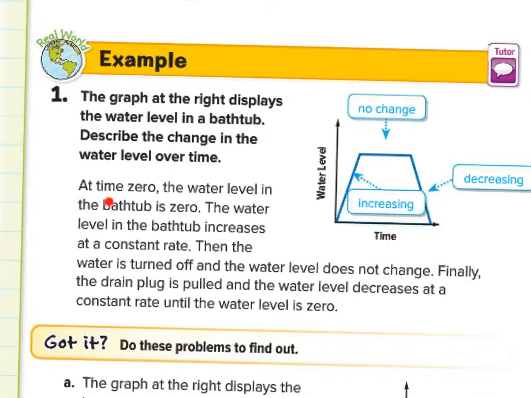So at time 0, the water level in the bathtub is 0. The water level in the bathtub increases at a constant rate. Then the water is turned off and the water level does not change. Finally, the drain plug is pulled and the water level decreases at a constant rate of change until the water level is back down to zero. So increasing, no change, decreasing.